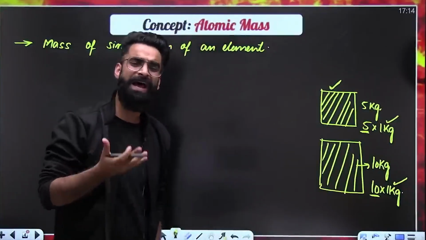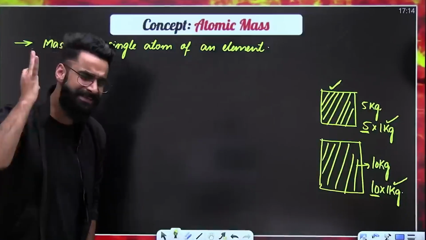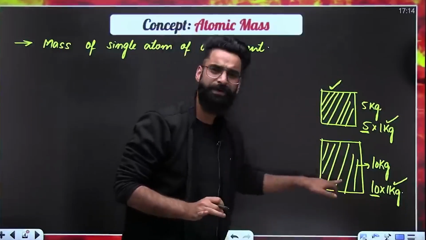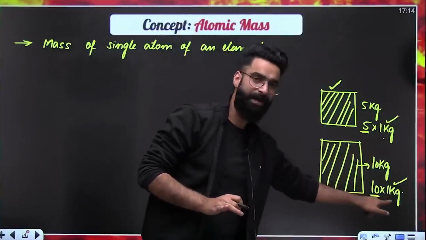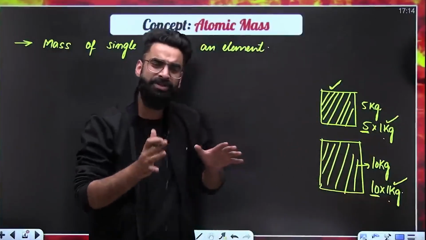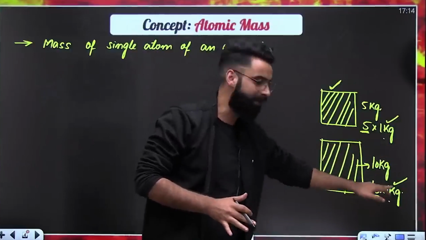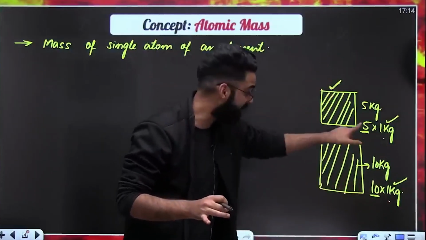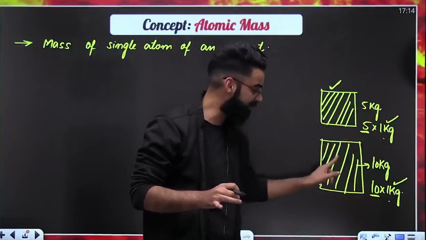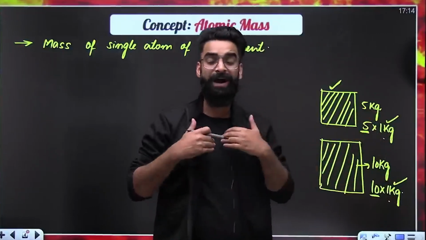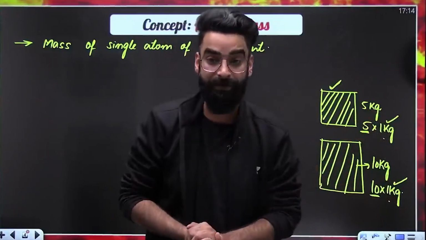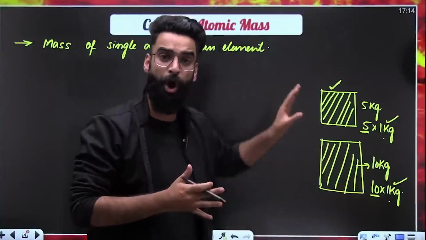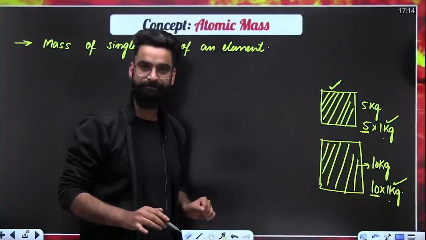So in short, what am I doing exactly? Can I say, actually, I am comparing the masses of different objects with this 1 kilogram. I'm exactly checking that this object is 5 times heavier than 1 kilogram. This object is 10 times heavier than 1 kilogram. I am 75 times heavier than 1 kilogram. So basically, I am comparing the masses of different objects with 1 kilogram, right?